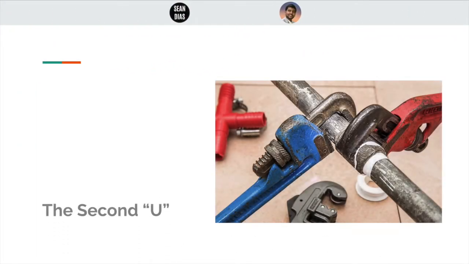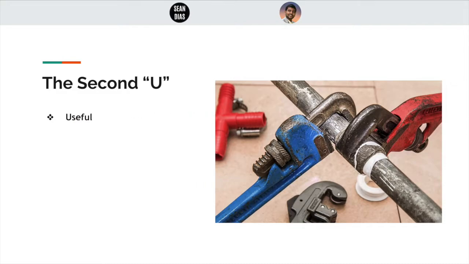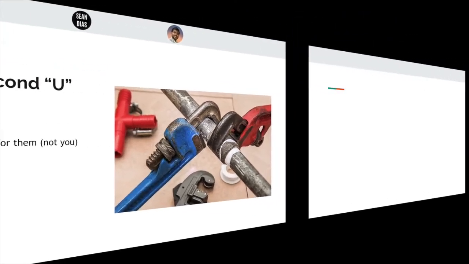The second U is usefulness. Yes, your headline should indicate the main benefit or the usefulness of your product or service. How do you identify this? You have to think in WIIFM. What is WIIFM? What is in it for me? That means from the customer's point of view, what is in it for them? Not you, not your product. This is about the customer.